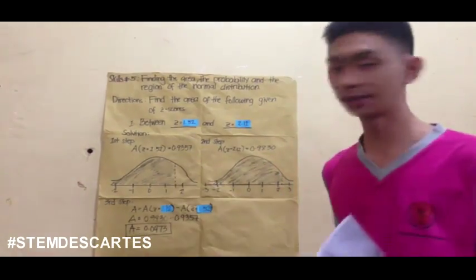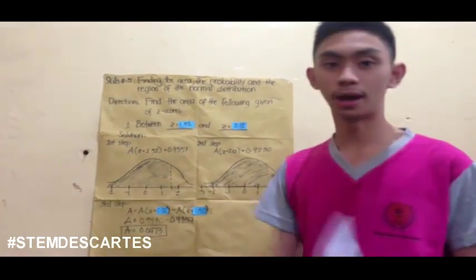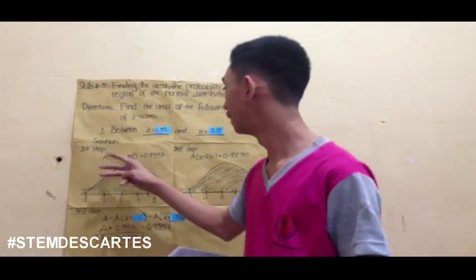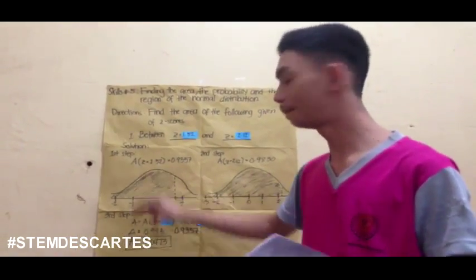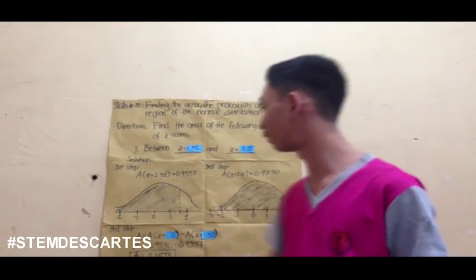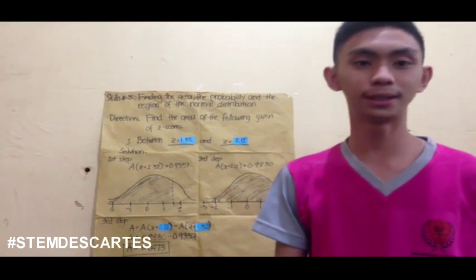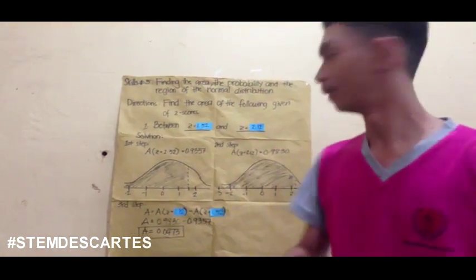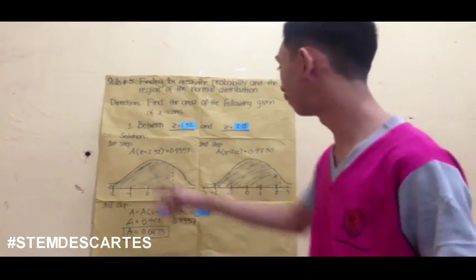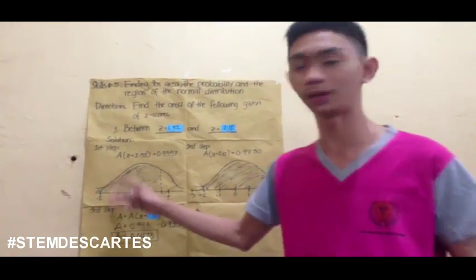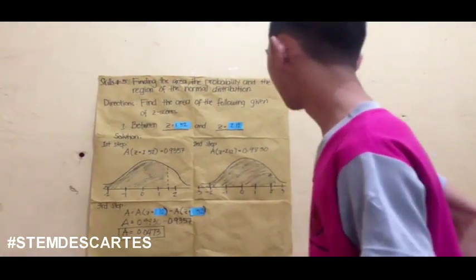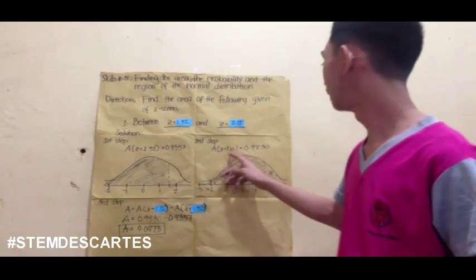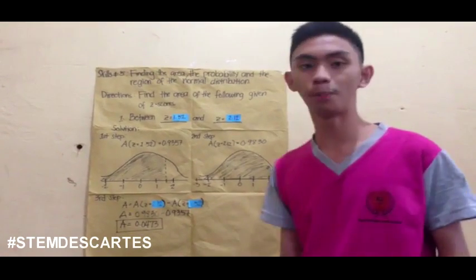So solution: first step, in getting the area, we must first get the z-score, which is 1.52. In getting the answer for 1.52, we'll have to use the appendix, from which you can get the answer for these z-scores. So the answer for z equals 1.52 is 0.9357. Second step is the area of z equals 2.12.